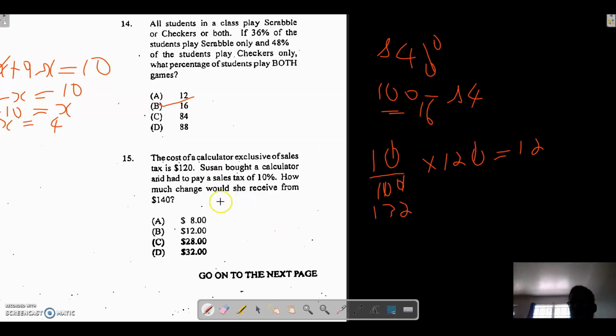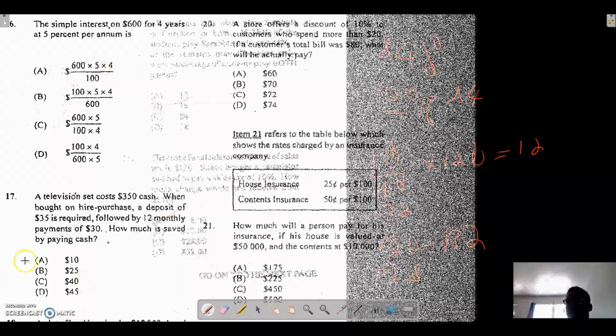Now you're paying from $140, right? What change will you receive? So it will be 140 minus 132, right? Which will really just be $8. So your change would be 8. Option A, as in apple. Now we move to question 16.